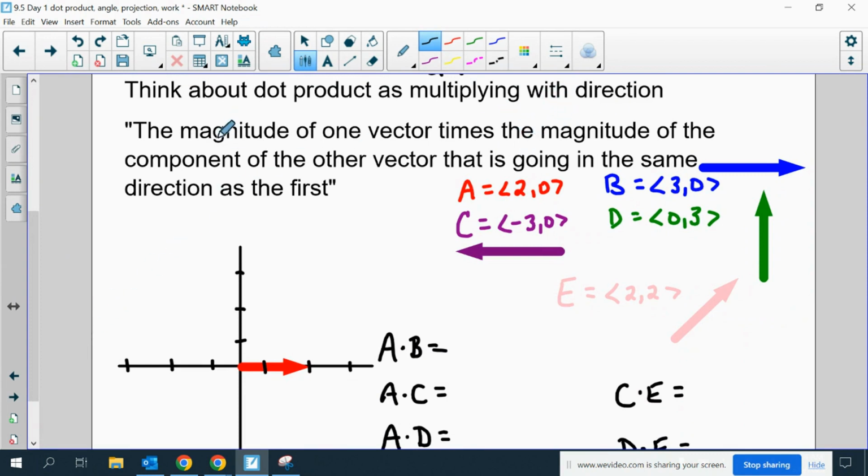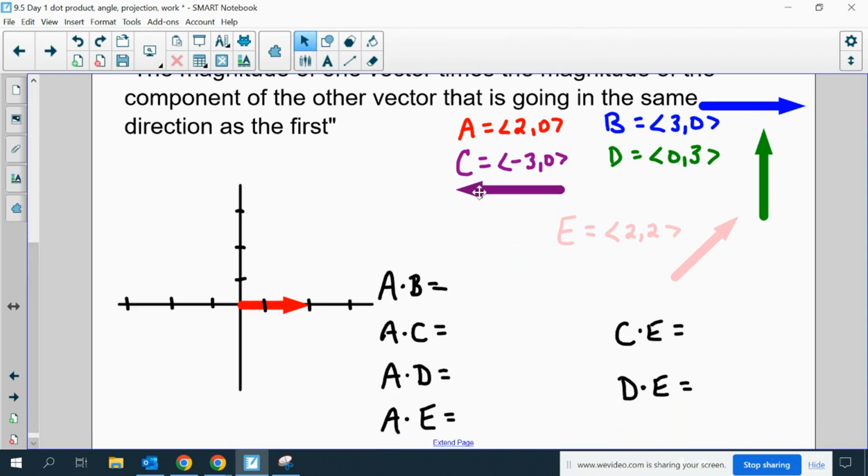So let's take the magnitude of one vector times the magnitude of the part of the other vector that's going in the same direction as the first. So if I just have A, B, C, D, and E all listed with all of their colors, hopefully it's easy to see. If I do A dot B, essentially what that means is I'm going to multiply this vector by this vector. And notice that they're going in the entirely same direction. So since the magnitude of A is 2 and the magnitude of B is 3, it would be logical to think that 2 times 3 is 6. So if I do this, 2 times 3 is 6, plus 0 times 0 is 0.